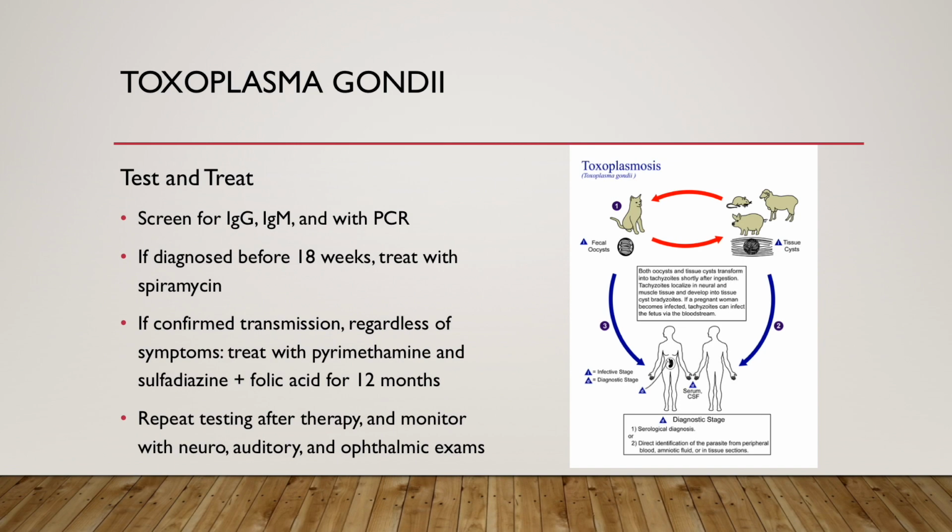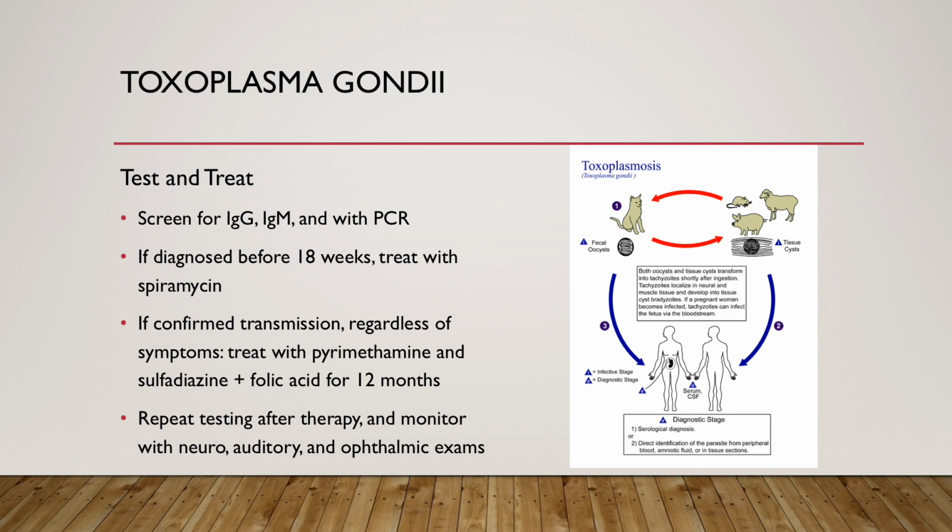You want to test the mother for toxoplasmosis and also the child. You can screen for the IgG or IgM antibodies, as well as look for the parasite using PCR. If the mother is diagnosed before 18 weeks, you can treat the mother with spiramycin. If there is a confirmed transmission to the fetus or the newborn infant, regardless of symptoms at birth, you would want to treat the newborn with pyrimethamine and sulfadiazine, as well as folic acid for 12 months.